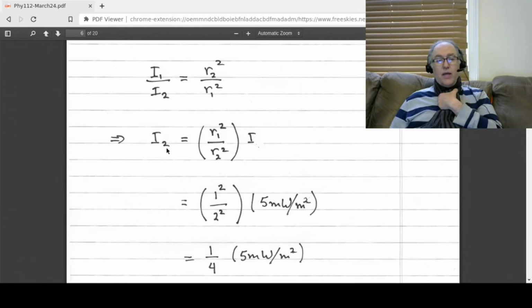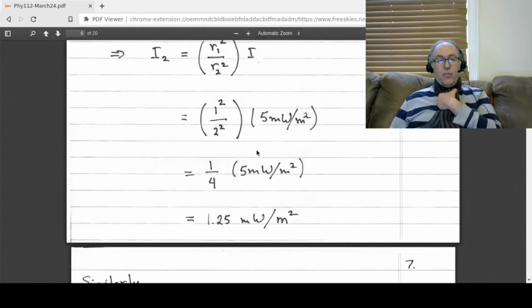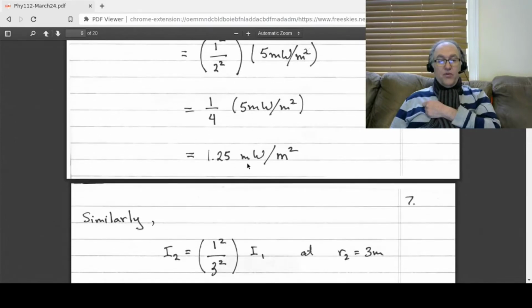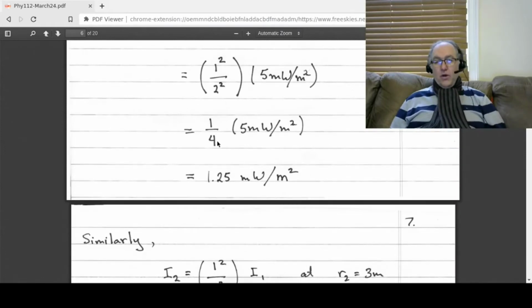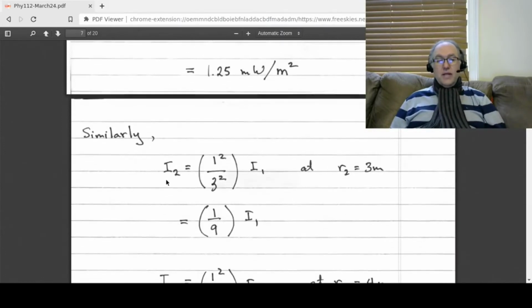So now if we say I2 is equal to R1 squared divided by R2 squared times I1, if we plug in our numbers, we have 1 squared over 2 squared times 5. 1 squared over 2 squared is a quarter. A quarter of 5 is 1.25 milliwatts per meter squared. Really the number that's interesting is that 1/4. All right, so now let's do this at 3 meters.